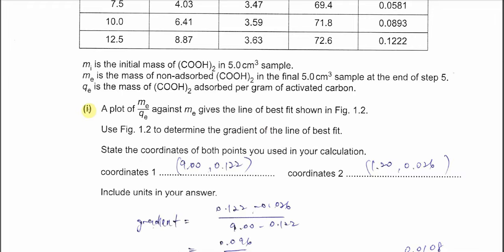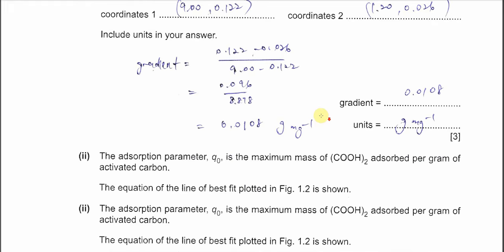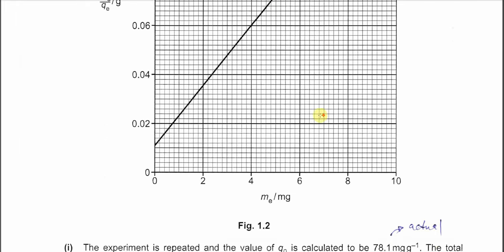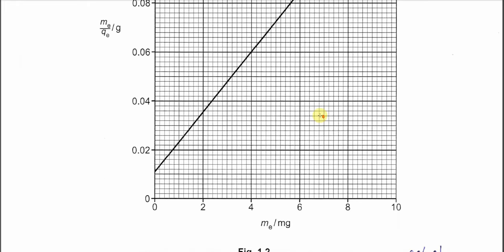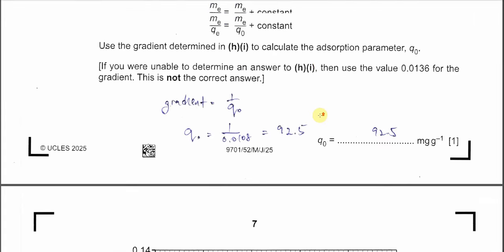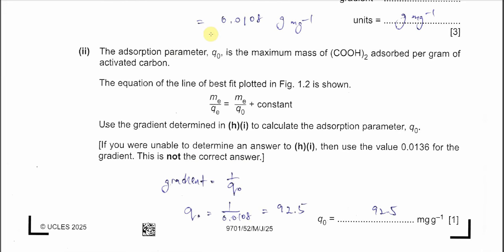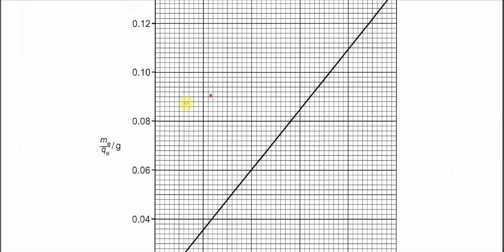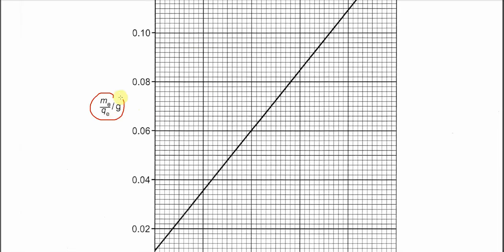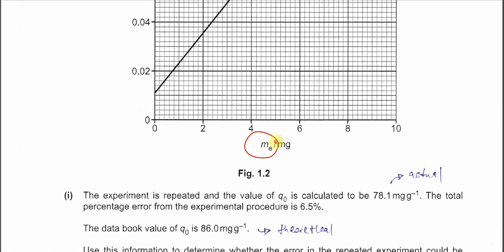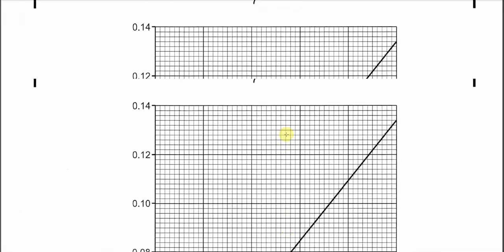For part 1, plots of ME over QE against ME give the line of best fit shown in figure 1.2, which is this one. Later we come back to this figure 1.2. This one is the equation given. Obviously, in this graph, it is ME over QE versus ME.